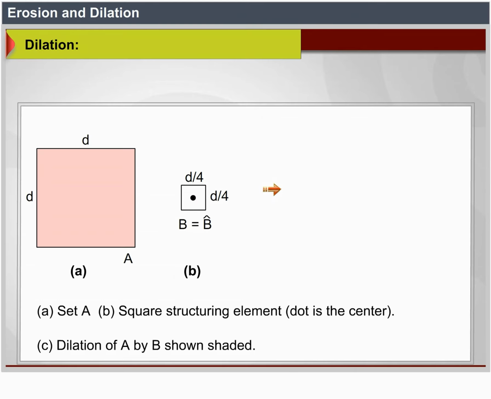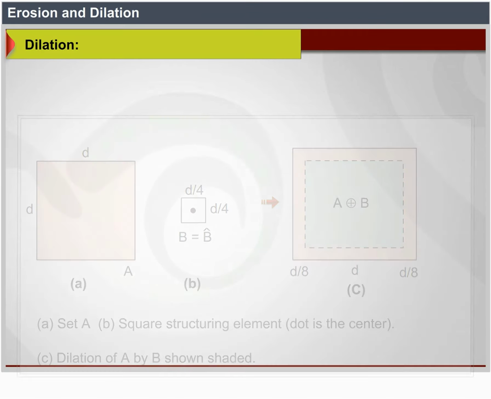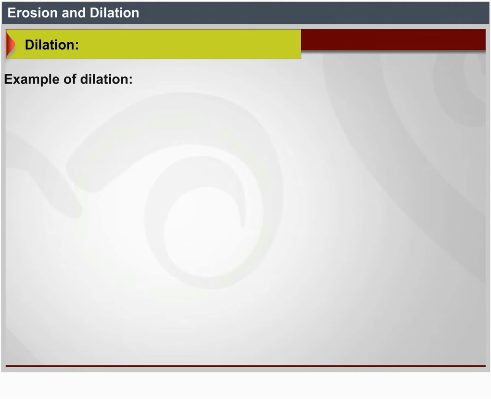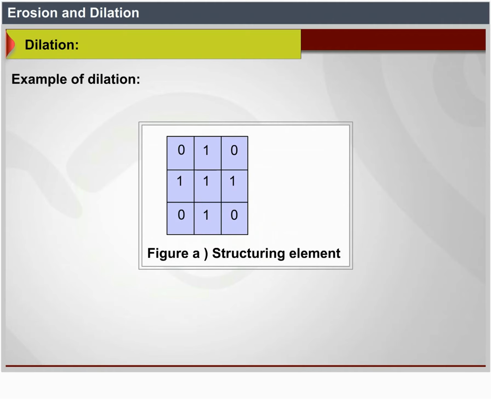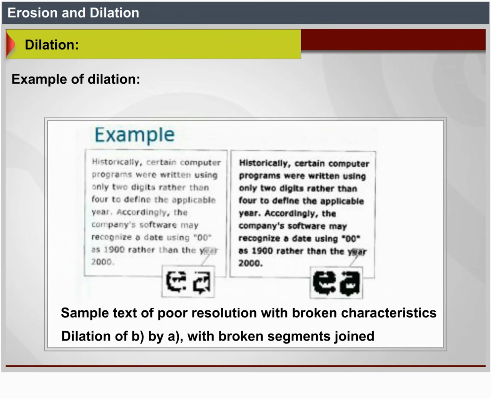Figure shows set A, square structuring element, dilation of A by B, elongated structuring element, dilation of A using this element. Another example of dilation is shown on screen. Sample text of poor resolution with broken characters can now be seen. Dilation of A by B, with broken segments joined.